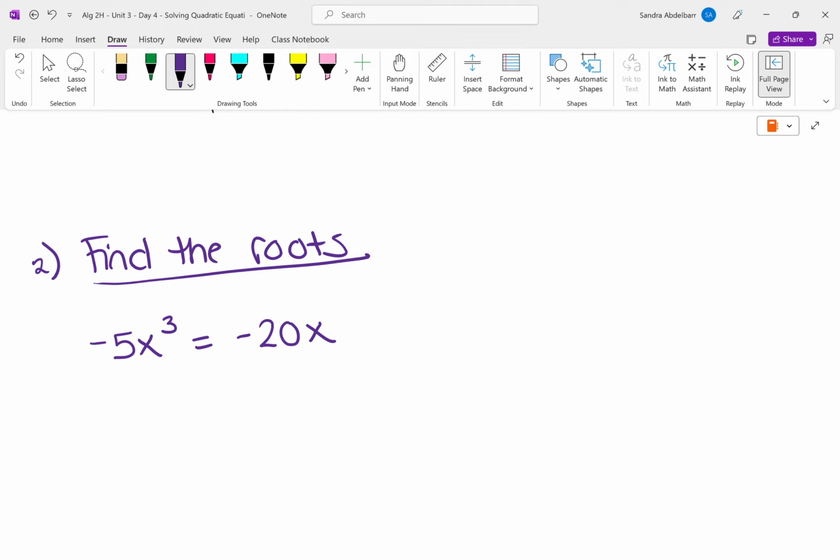Kaylin. It's not set to 0. Good, it's not set to 0, and the leading coefficient on the highest exponent is not positive. So what am I going to do? I'm going to just move the negative 5x cubed over to the other side. So this is going to be a positive 5x cubed minus 20x equals 0.